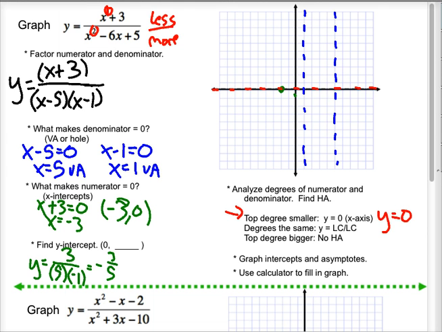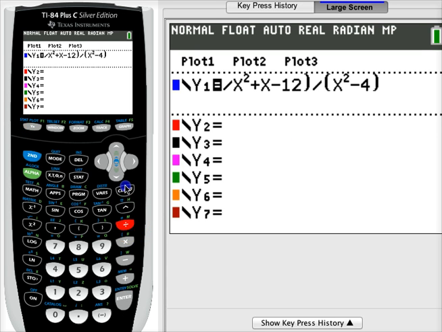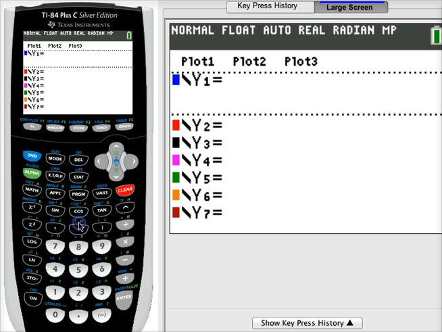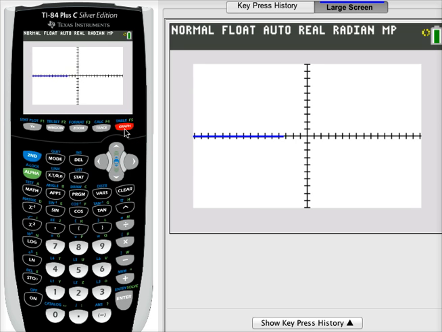All right. So now we're going to use a calculator from here. We're going to take our calculator, clear out the one we just had, and type in our new one. Again, make sure you use parentheses around the numerator and around the denominator. All right, and now we're going to graph this.